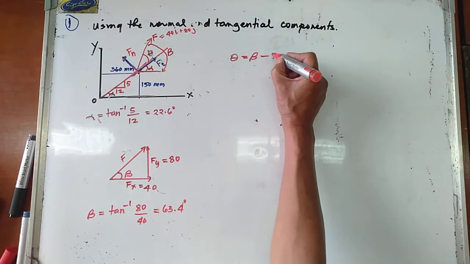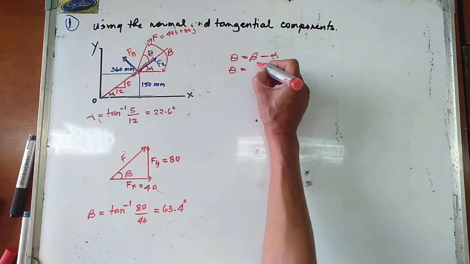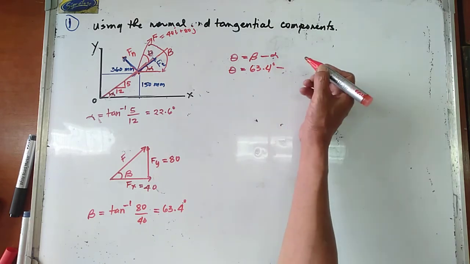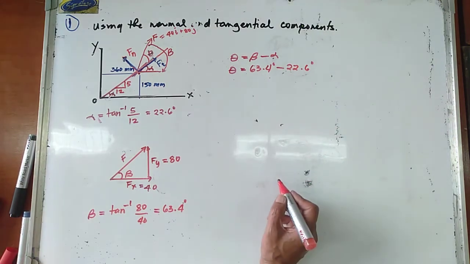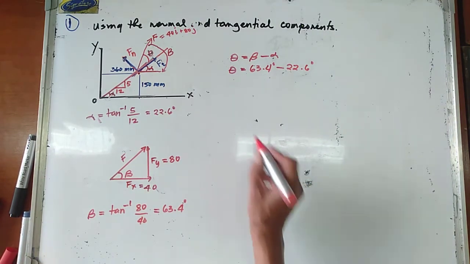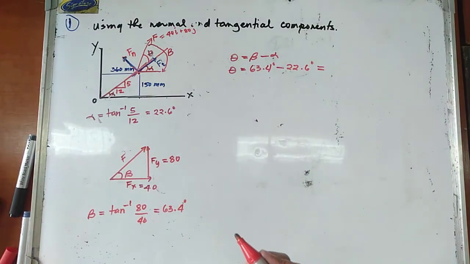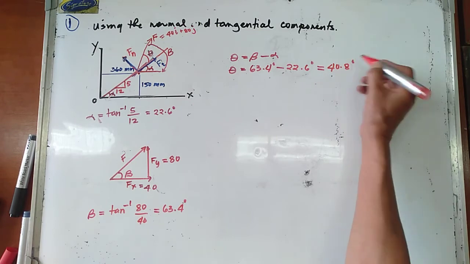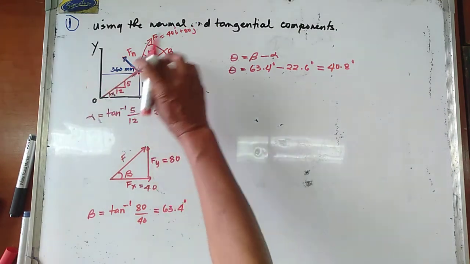So if you're now going to get your theta, your theta is now equal to beta minus alpha. So your theta in here is equal to 63.4 degrees minus 22.6 degrees, and that is equal to 40.8 degrees.